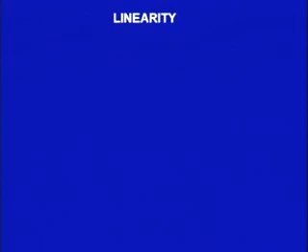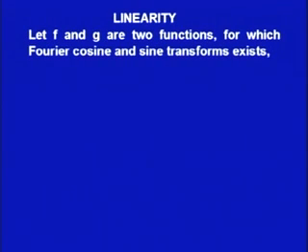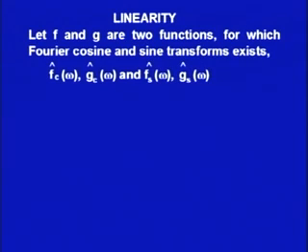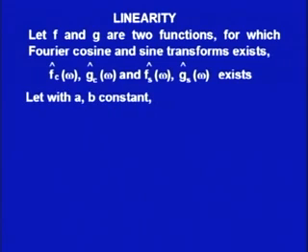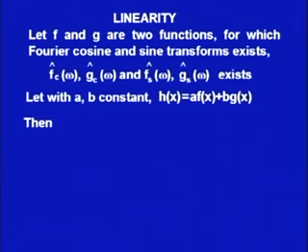So, the next property is linearity. Let f and g be two functions for which the Fourier cosine and sine transforms exist, that is, f_c hat(omega), g_c hat(omega) and f_s hat(omega), g_s hat(omega) do exist. And for any constants a and b, define a new function h as a times f(x) plus b times g(x) for every x. Then if I try to find the Fourier cosine transform of this new function h, what would it be?